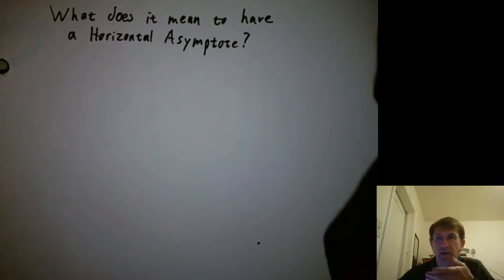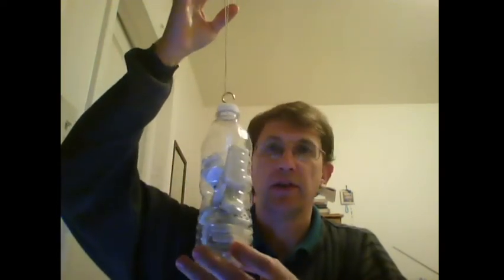What does it mean to have a horizontal asymptote? We've already kind of talked about that, but we need to look at some more detailed cases. Let me switch to a close-up here. All right, here I've got an old water bottle filled with some dominoes just to act as weights on a rubber band. And if I pull it down and let it go, what's going to happen?